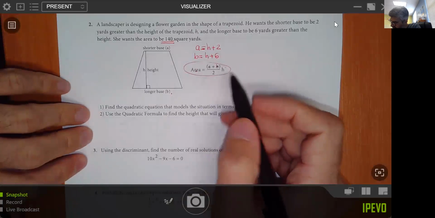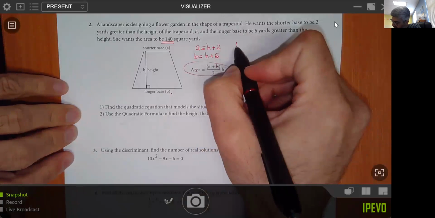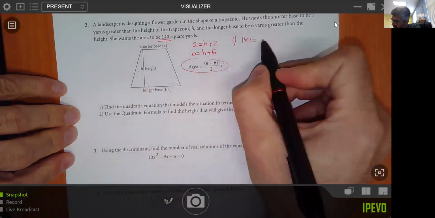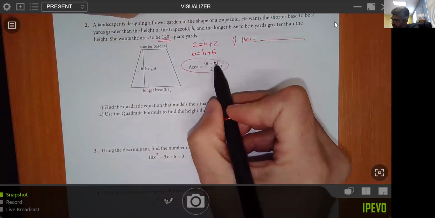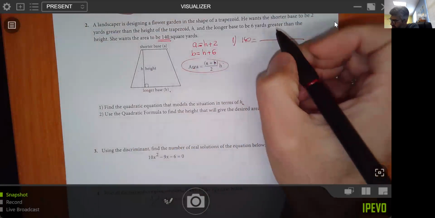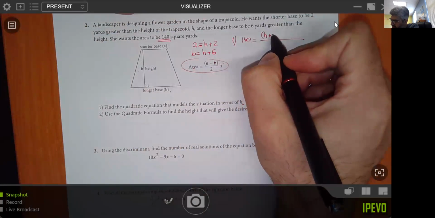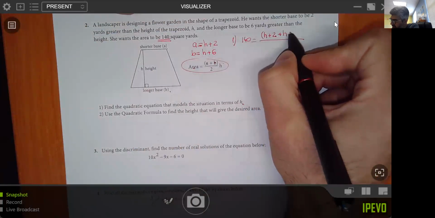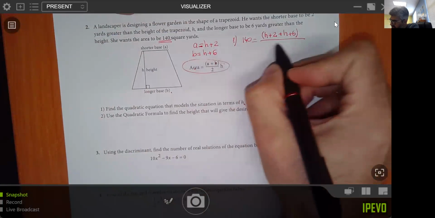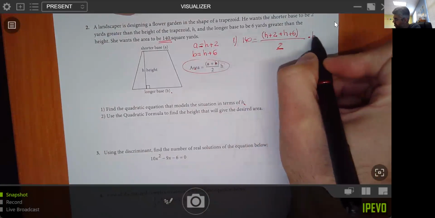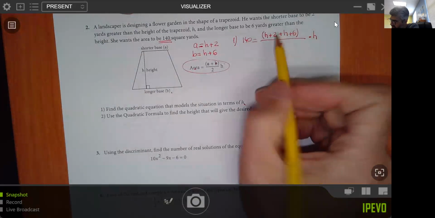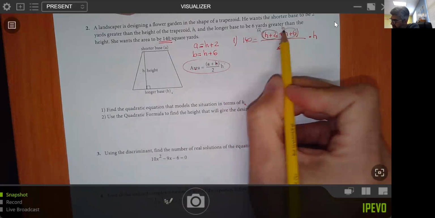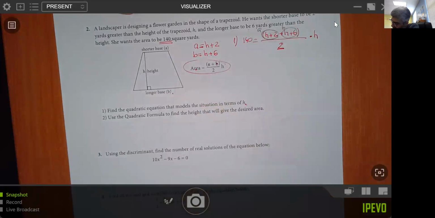Let's do that. How can we do that? First, I write here. Area is 140. Okay, guys. Equals A plus B. So what is A? It's h plus 2. What is B? It's h plus 6. Plus h plus 6 all over 2 and times h. I hope it's clear, right, guys? So this is A and this is B. A plus B over 2 times h.